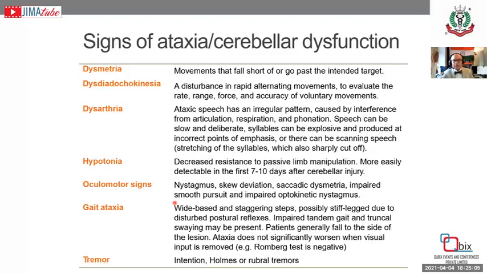There is dysarthria, and we have all seen alcoholic patients having dysarthria with an irregular pattern. There is hypotonia, oculomotor signs, nystagmus, and then gait ataxia. We see a wide-based staggering gait, and the tremor. There is an intention tremor, but it can be a rubral tremor because of the circuit from the cerebellum going past the red nucleus in the midbrain being affected.